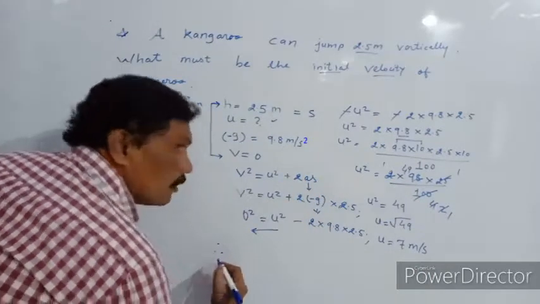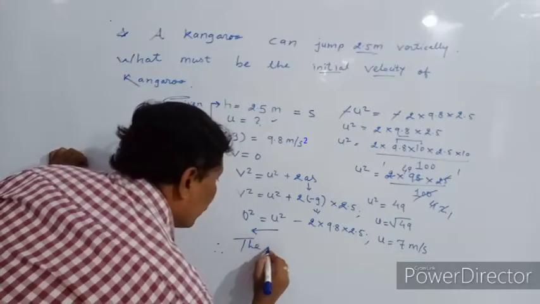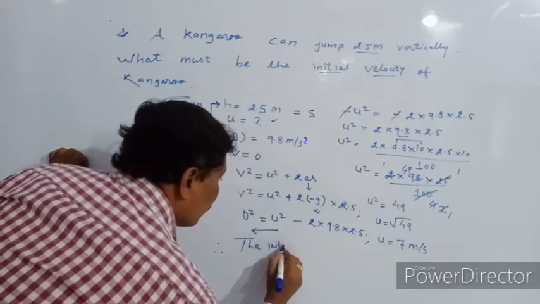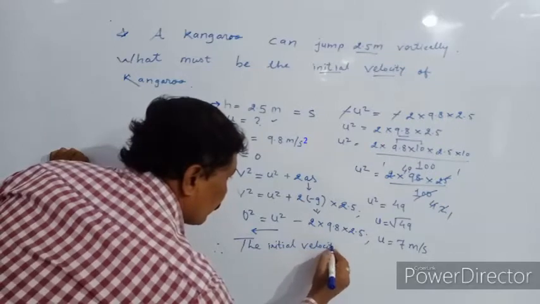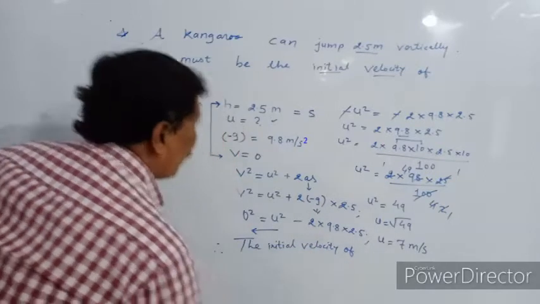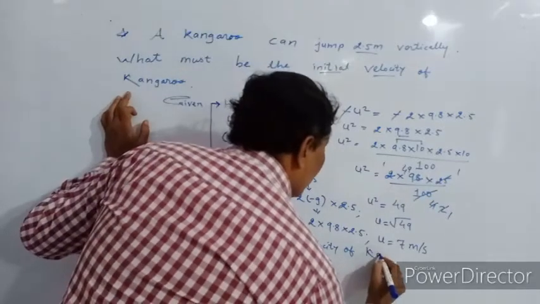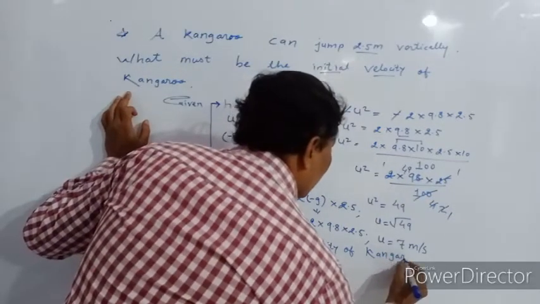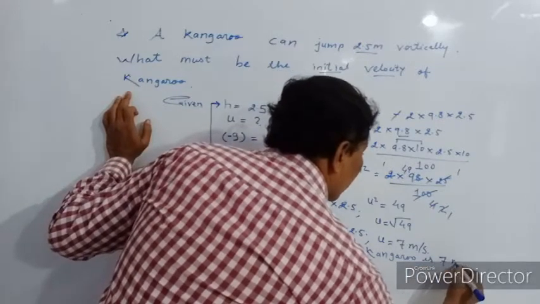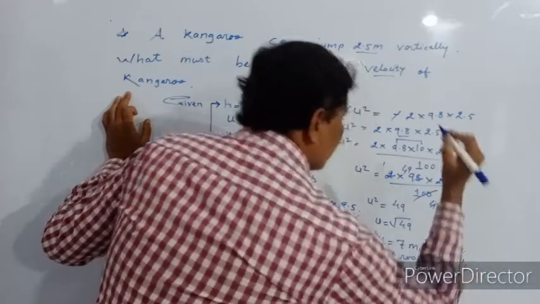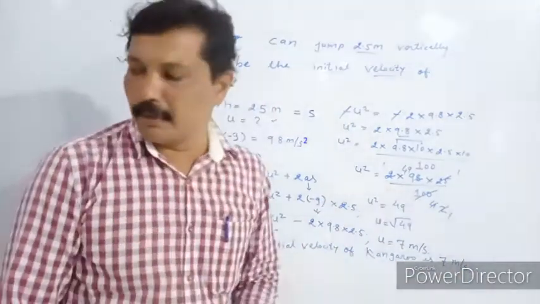Therefore, the initial velocity of kangaroo is 7 meter per second. The next example we'll consider.